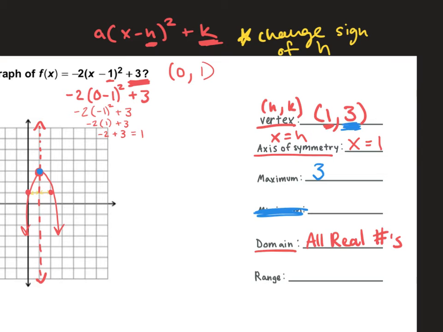And then the last thing we need to do is find our range. Since it opens down from that slide before, we know if it opens downwards, our range goes from -infinity to our k, which is 3. So if you notice here, we only have 2 numbers really that we fill in all of these questions with. We have 1 that repeats here and here, and then we have 3 that repeats here, here, and here.